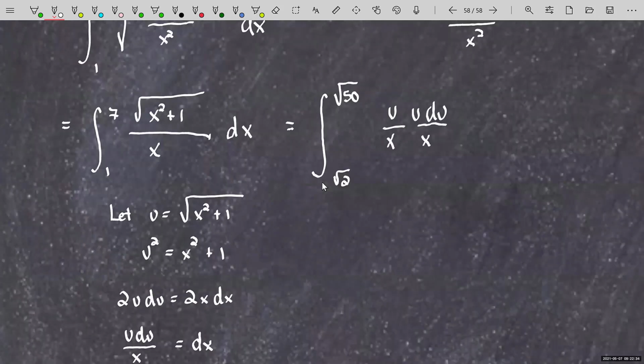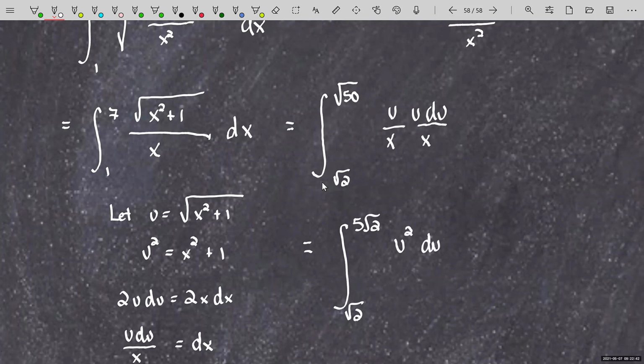And the dx gets traded out for a u du over an x. And that's kind of nice because in the numerator, we get a u squared du. In the denominator, we get an x squared. But remember, x squared is actually equal to u squared minus 1.